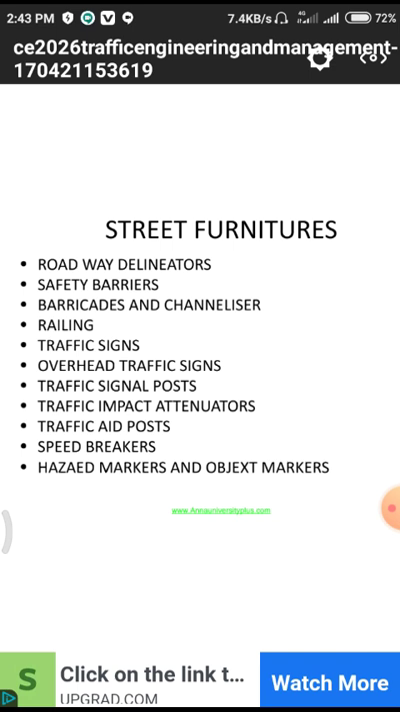Signal posts, impact attenuators and traffic cones, speed breakers. We are well known with these speed breakers. Next one, hazard markers and object markers. These hazard markers and object markers are normally used at a place where a large number of accidents take place.